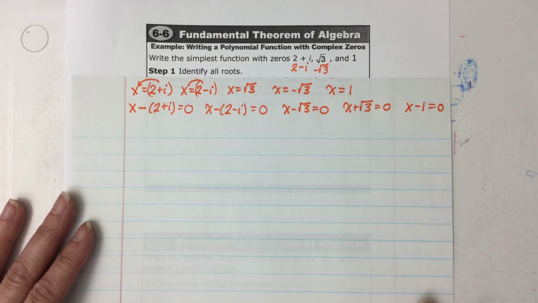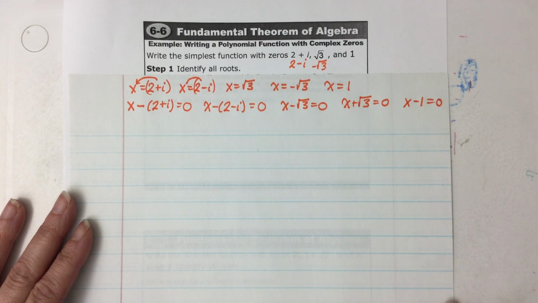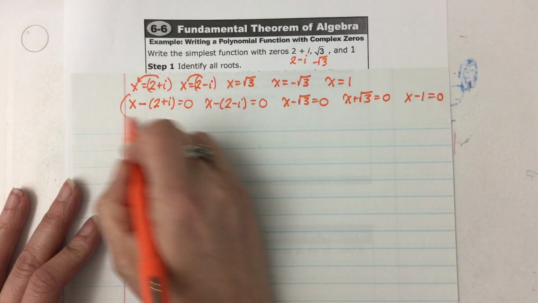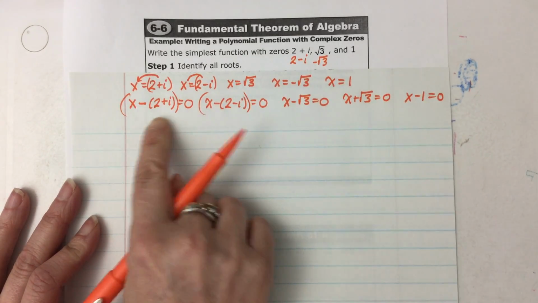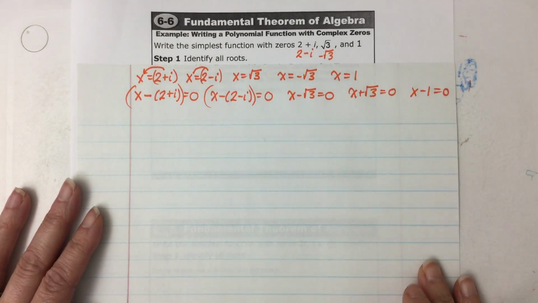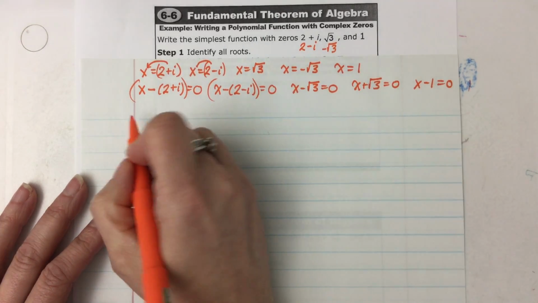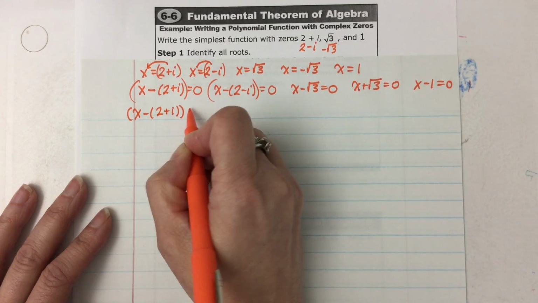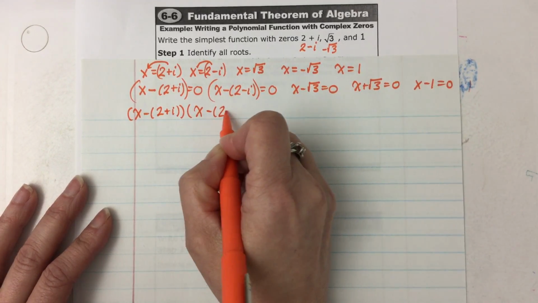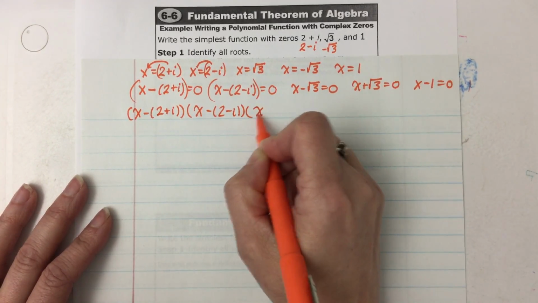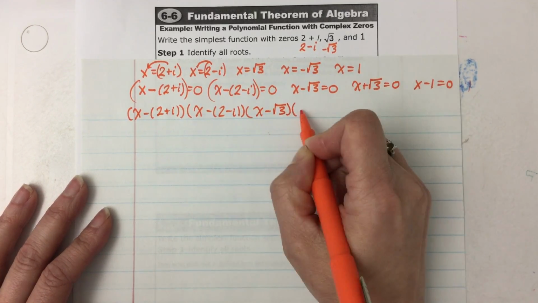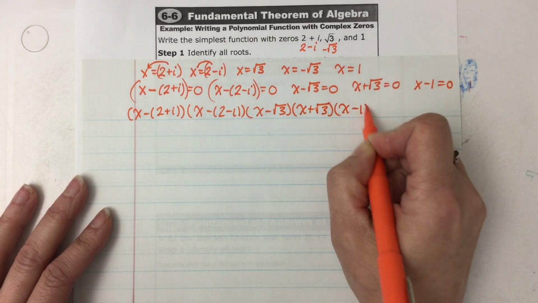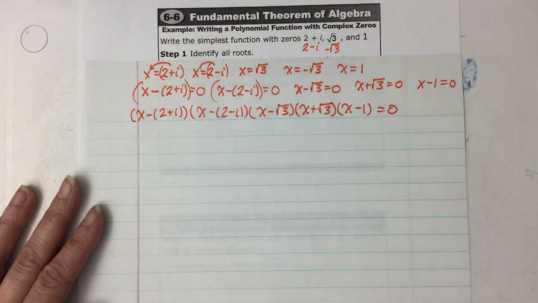Now that they are all equal to 0, you take the non-zero side and you put it in parentheses so I can write this in factored form. So you will notice with these two, you have parentheses within parentheses, and that's totally okay. So I have x minus 2 plus i, x minus 2 minus i, x minus the square root of 3, x plus the square root of 3, and x minus 1. And that all equals 0.